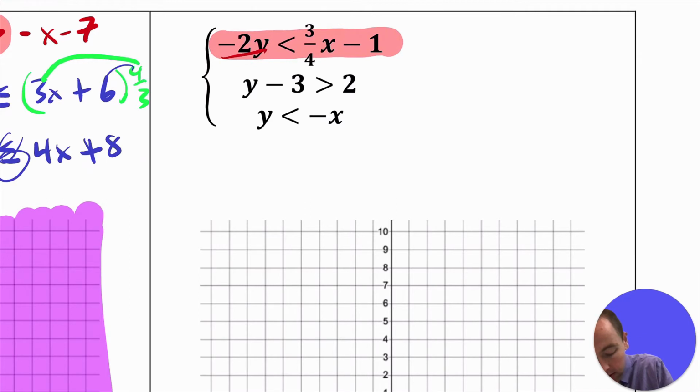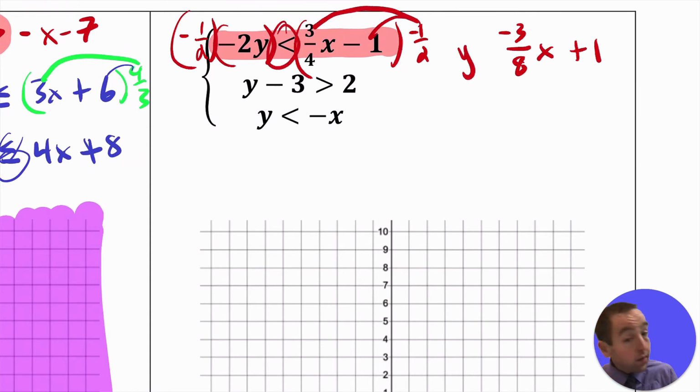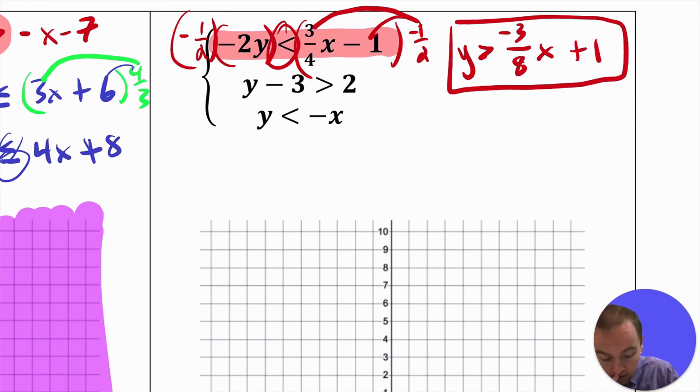So another way you can think about that is, instead of dividing, you can multiply by -1/2. That makes it a little bit easier algebraically, because then if you multiply that to the 3/4, you end up getting negative 3 over 8x, and then negative 1/2 times negative 1 is plus 1. And then you obviously get the positive y. Because it's an inequality multiplied by a negative, you're going to have to flip the symbol. So that's going to be your new first condition.